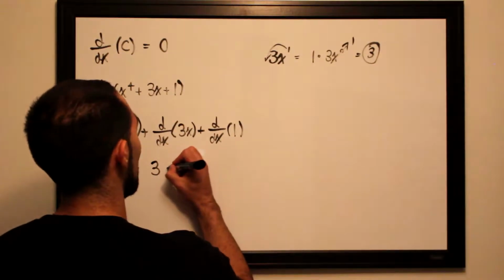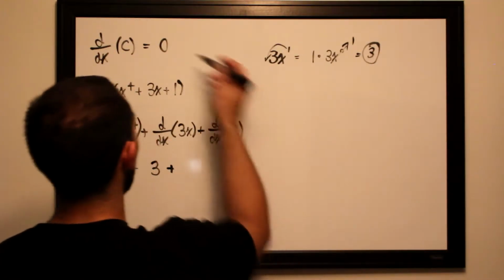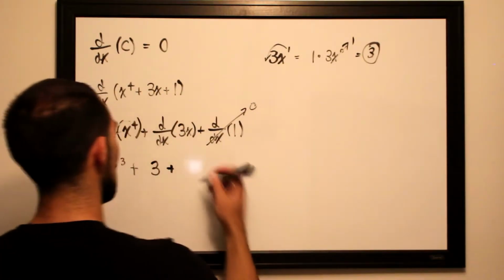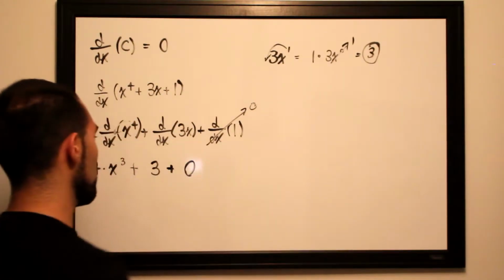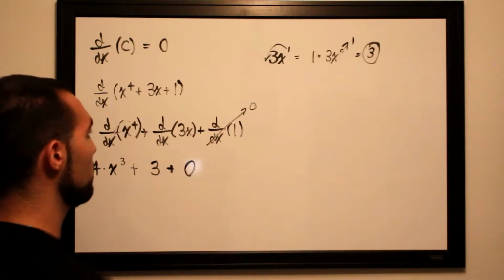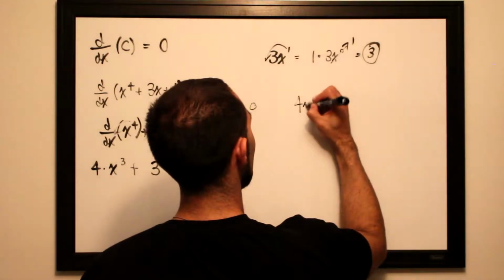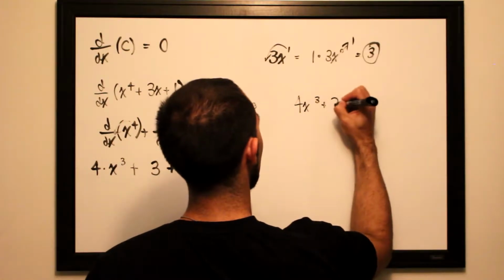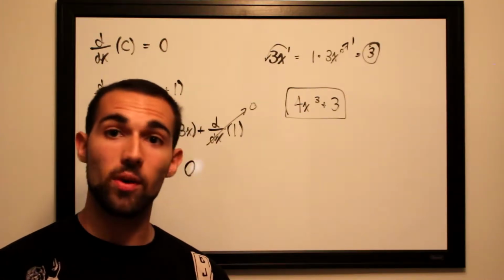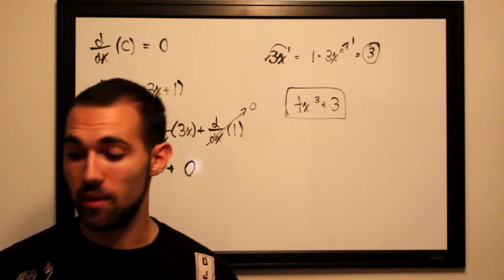And then we have the derivative of 1, which we know, since the derivative of any constant is 0, goes straight to 0. So the derivative of our full function will be 4x to the 3rd plus 3. Now that is a lot quicker and simpler than taking derivatives using the limit definition.